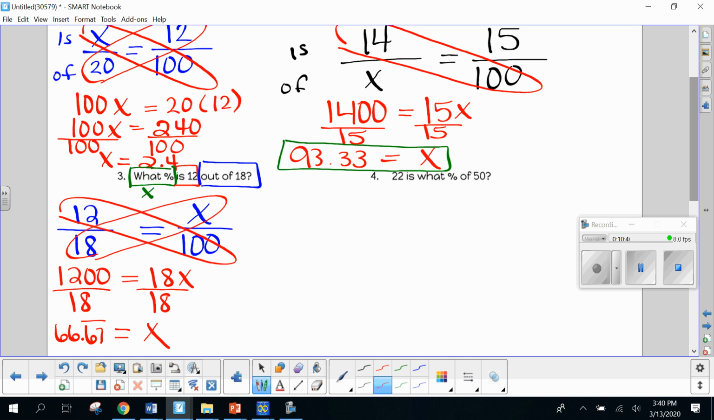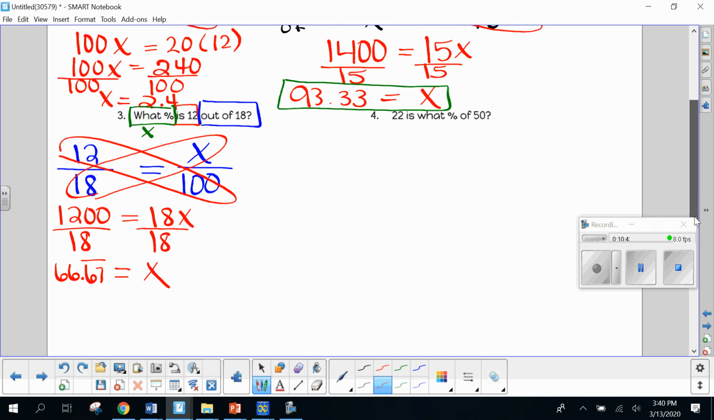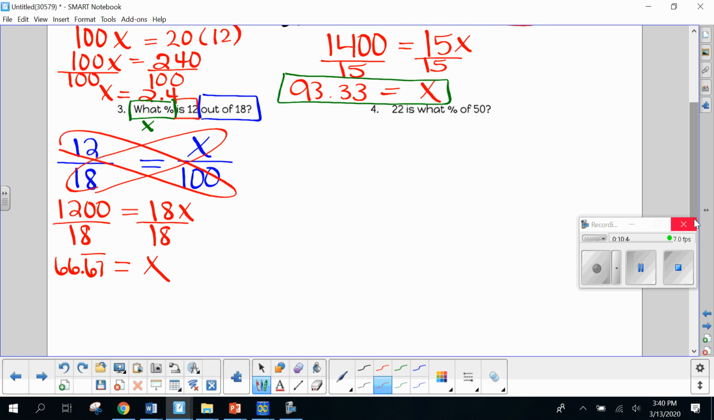Now, the question said, what is the percentage? Well, if my answer is asking for percentage, then I need to put the percentage sign. So the answer is going to be 66.67%.